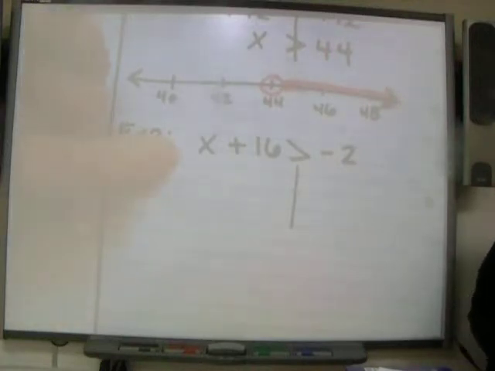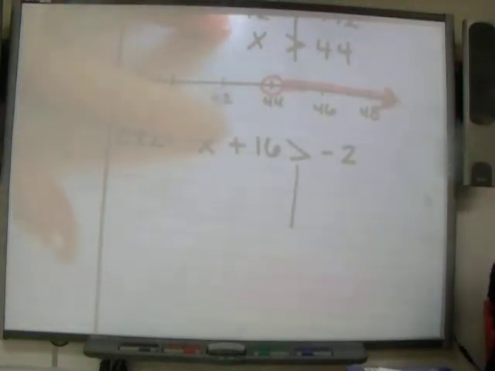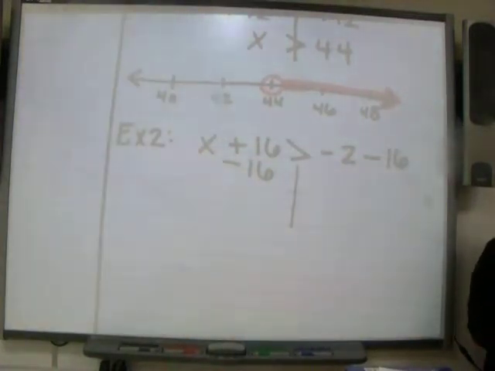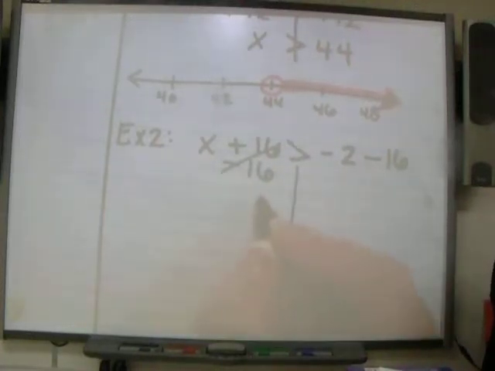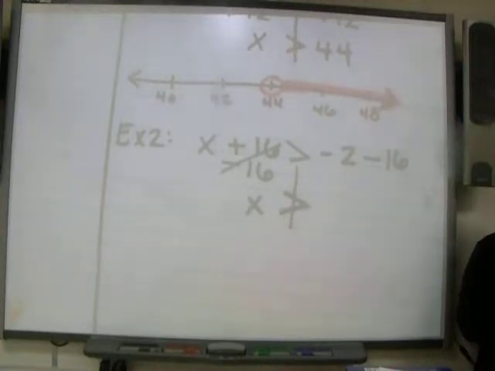What has been done to x? We've added 16. What's the opposite of add? Subtract. So we're subtracting 16 from both sides. That's going to make 16 zero pairs, which cancels them out. X is left by itself on that side. We drop the greater than sign.